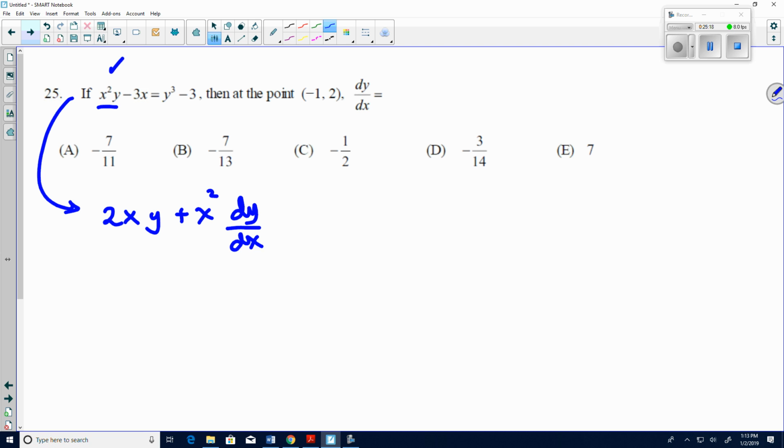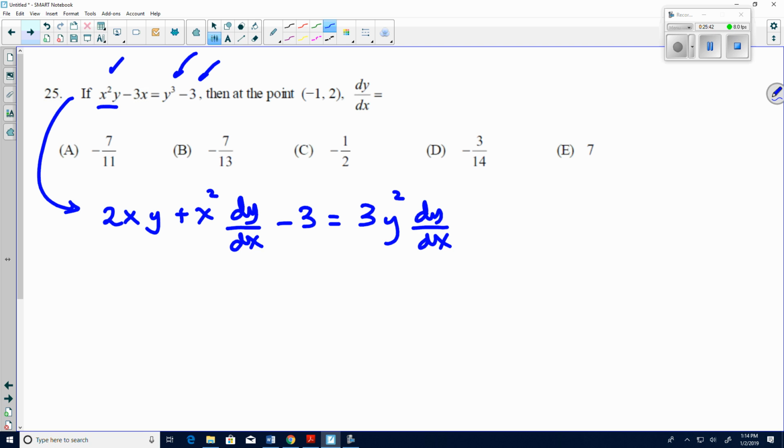The derivative of minus 3x is minus 3. The derivative of y cubed is 3y squared dy/dx. Remember, we're using implicit differentiation here. And the derivative of 3 is just 0, so I don't have to write it. So we've done the calculus. Now let's go ahead and solve for dy/dx.